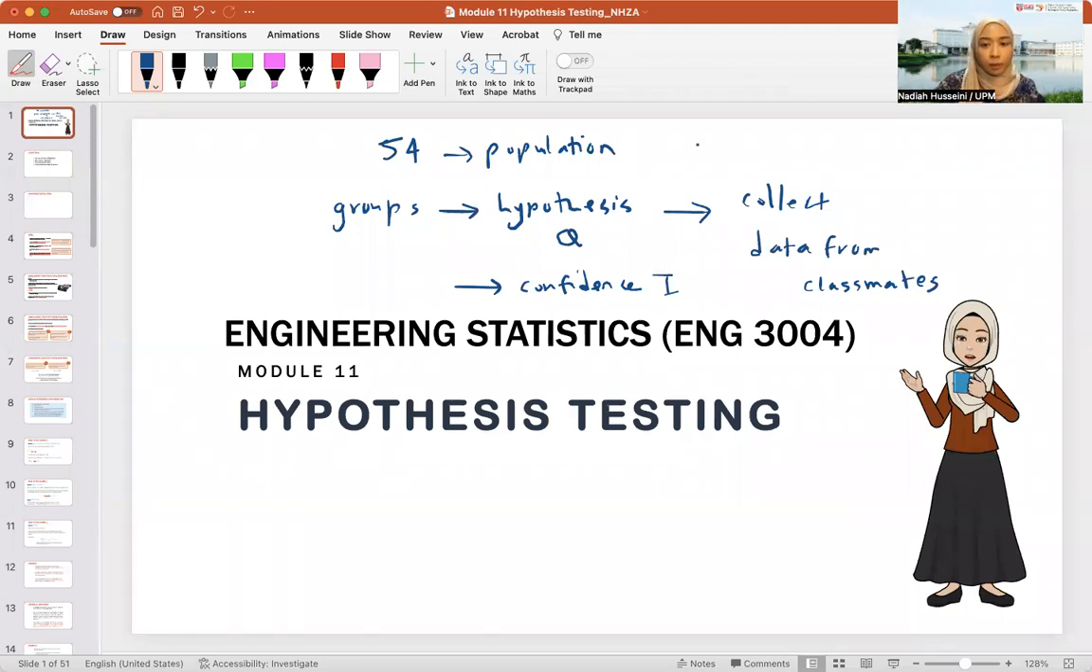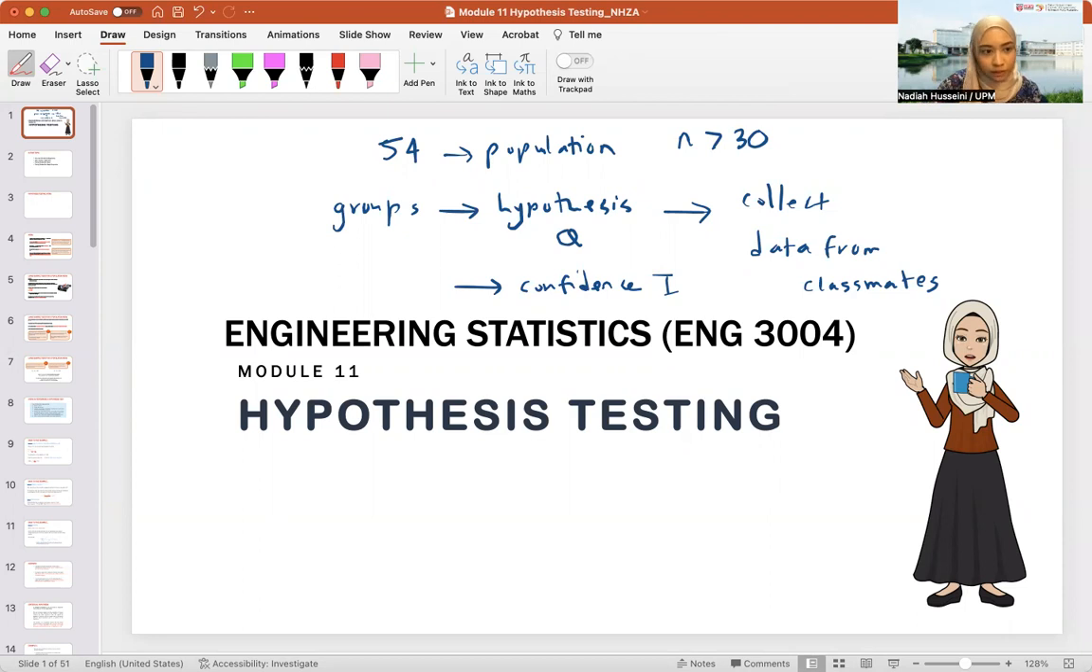And then your sample size must be greater than 30. So from the 54 data that you collected from your classmates, you select randomly 30 data and you make your hypothesis later. We're going to learn how to do that.